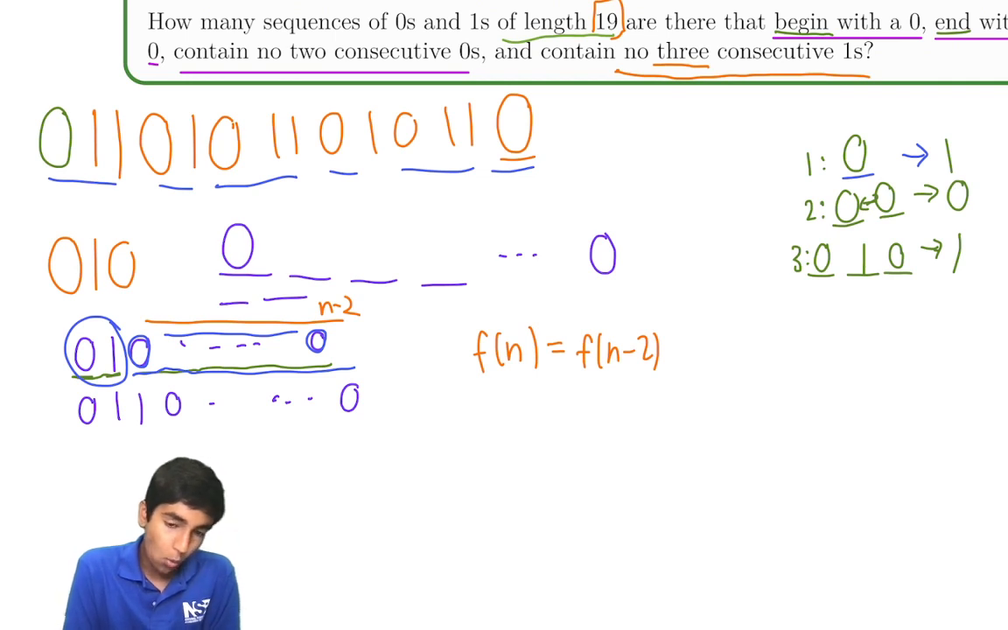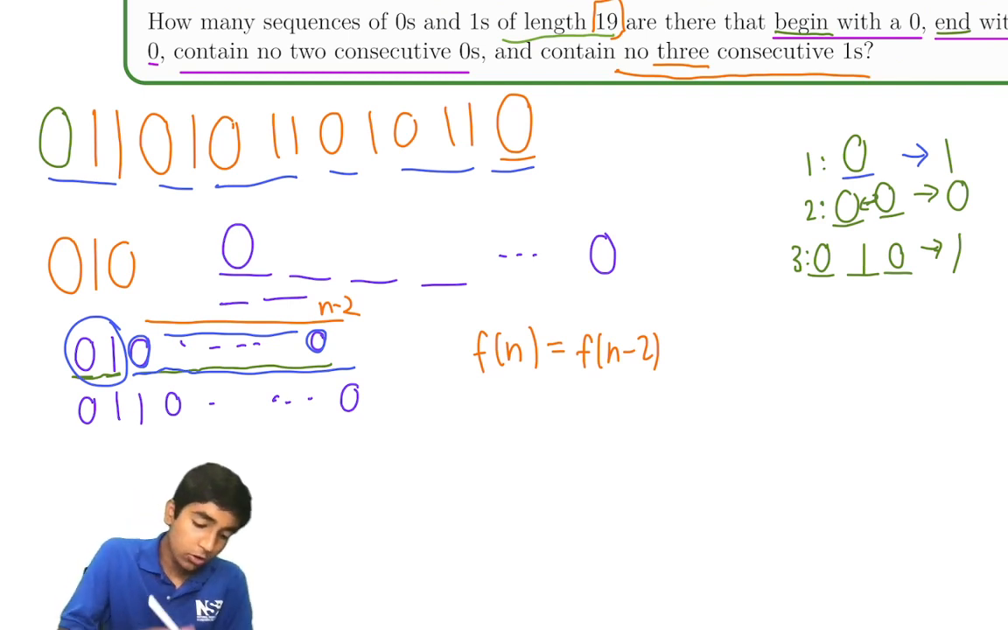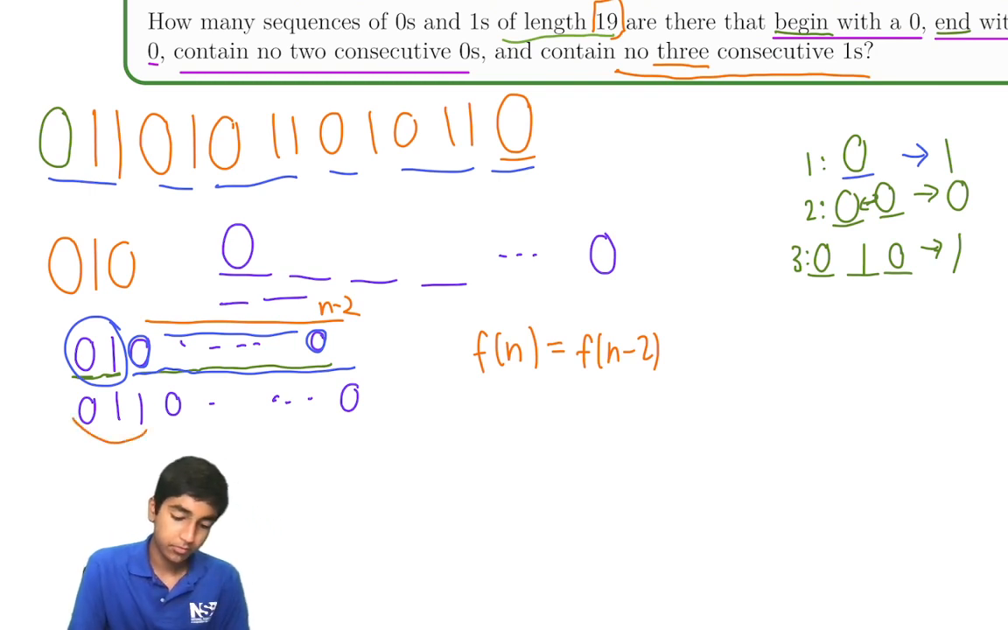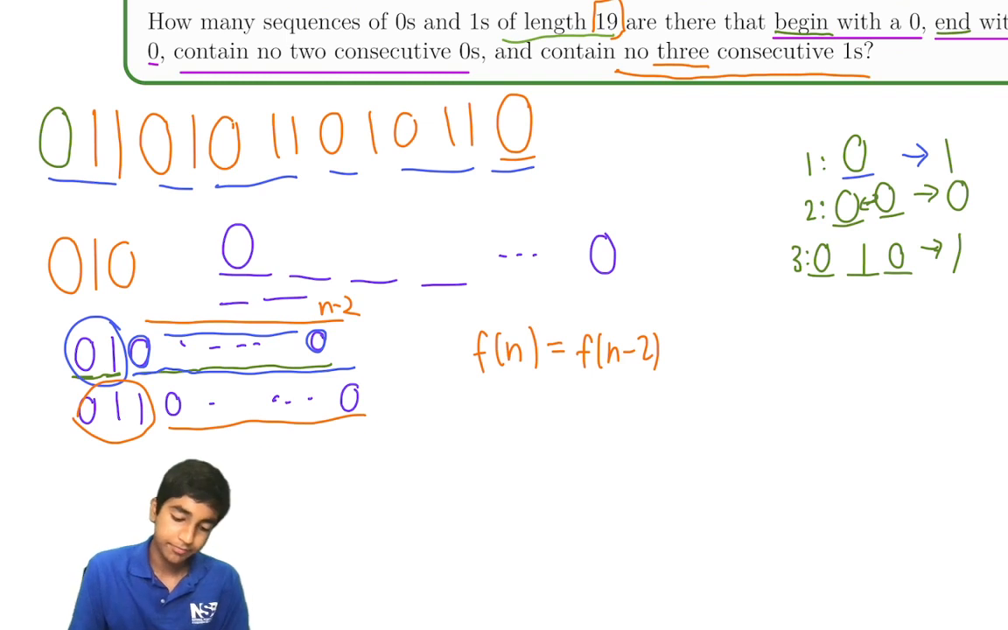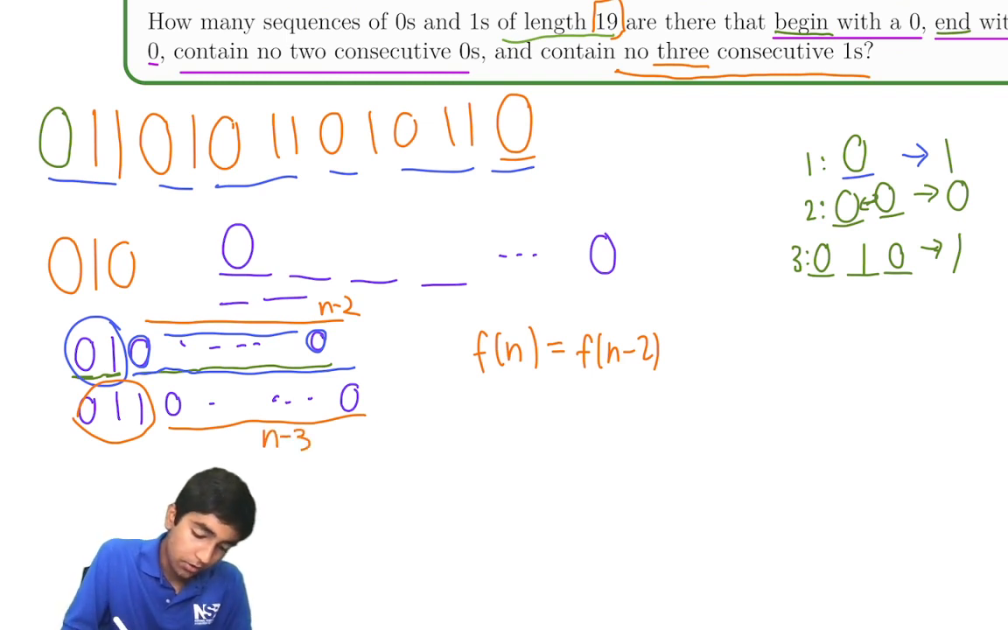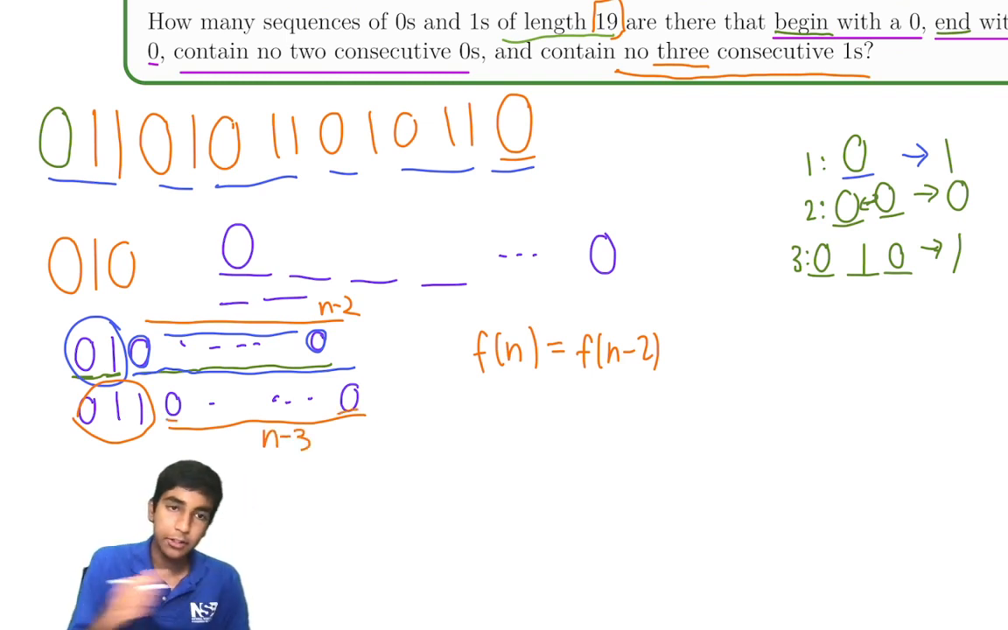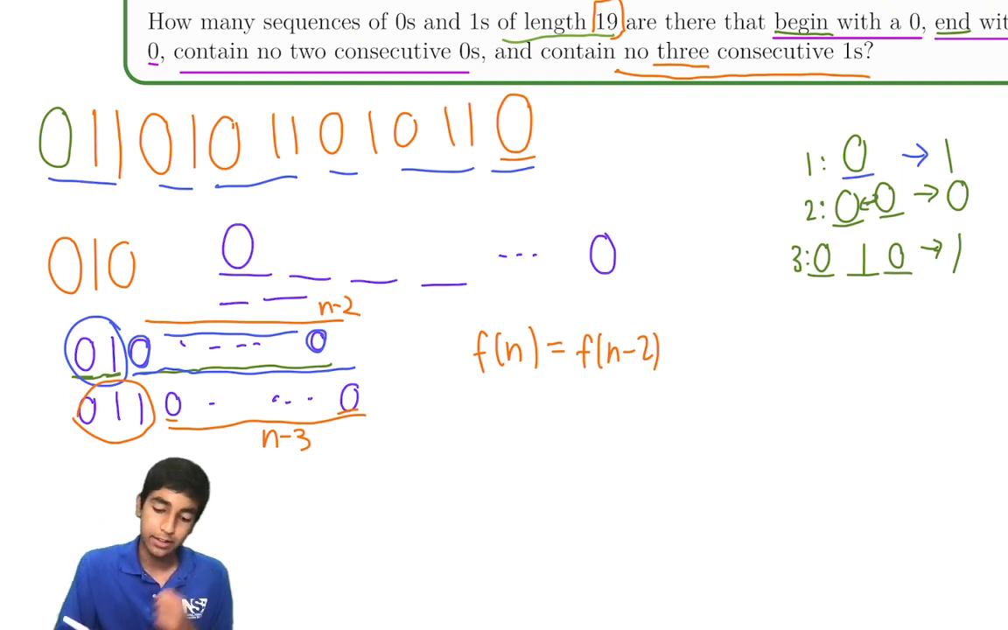Okay, now what about the first three digits? 0, 1, 1. Well, those also have one way again. And there's n minus 3 digits remaining. And they begin with a 0, end with a 0, n minus 3 total digits. So if it starts with 0, 1, 1, then there's just f of n minus 3 ways.